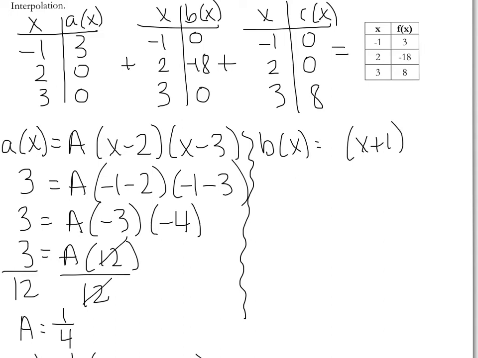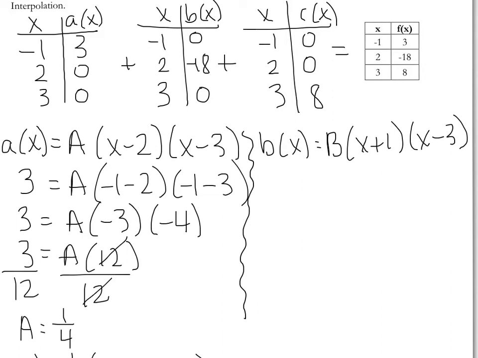We also see that 3 is an x-intercept of b of x, which means that x minus 3 needs to be a factor. And then there might be some sort of a leading coefficient out in front here. We don't know what it is yet. So then we're going to use our last point that's in the table that we haven't used yet to solve for the leading coefficient, capital B.